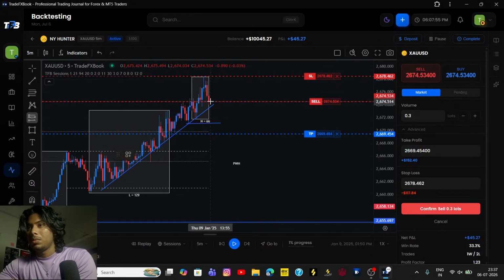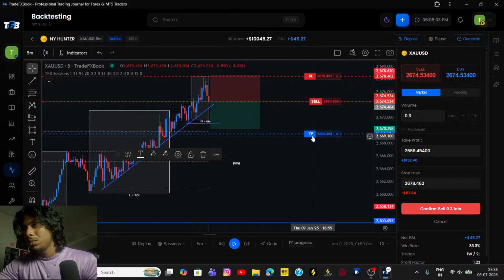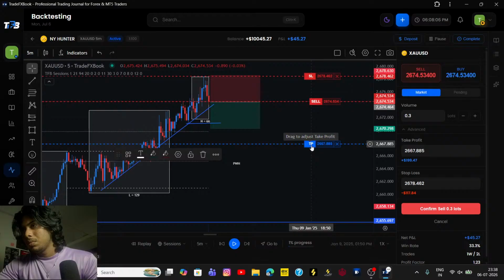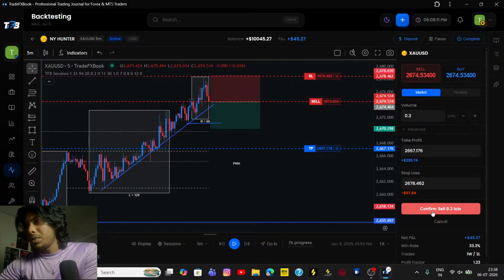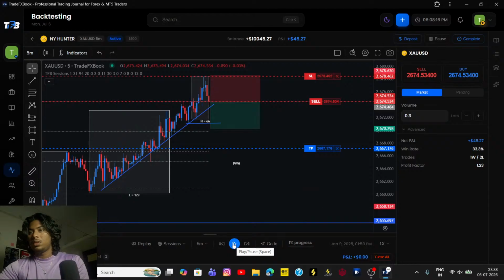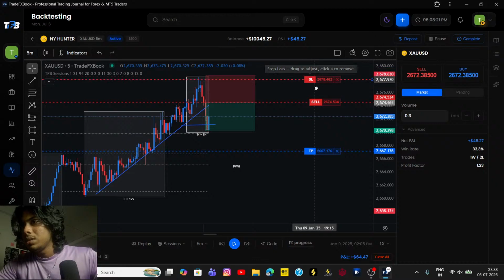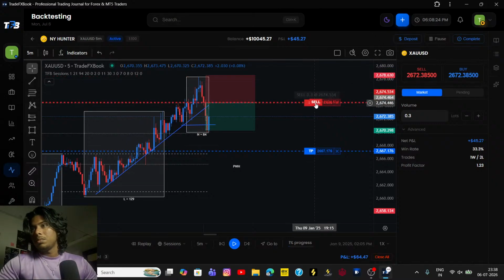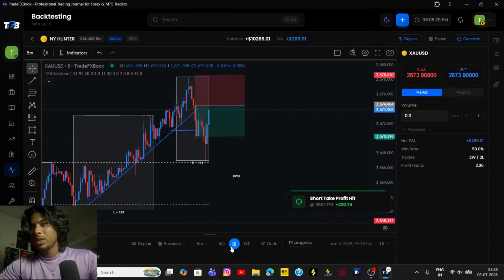Sell from here, 1:1. Okay, done. Let's confirm the sells. Okay, 1:1 is done. So I'm gonna break even the SL. Okay, so it's in profit. It's a great thing. $220 up.